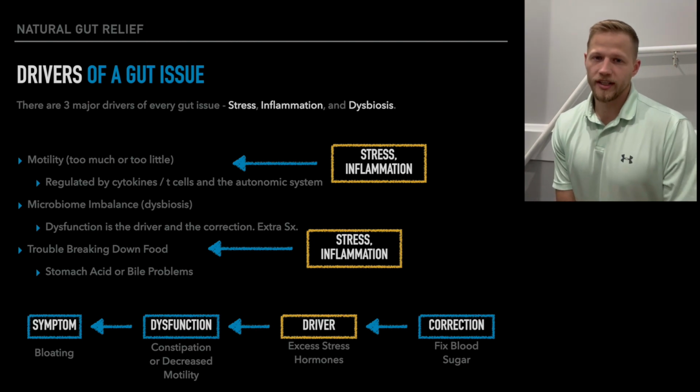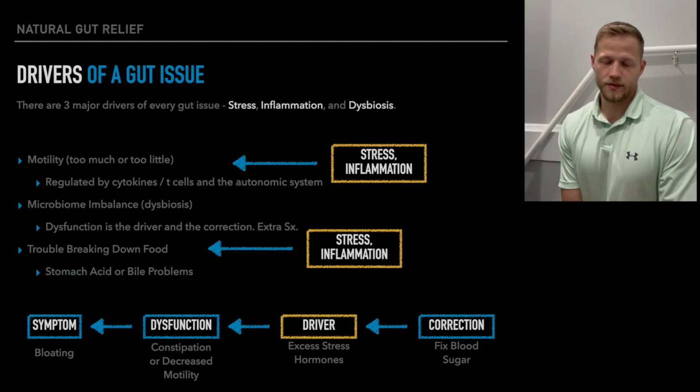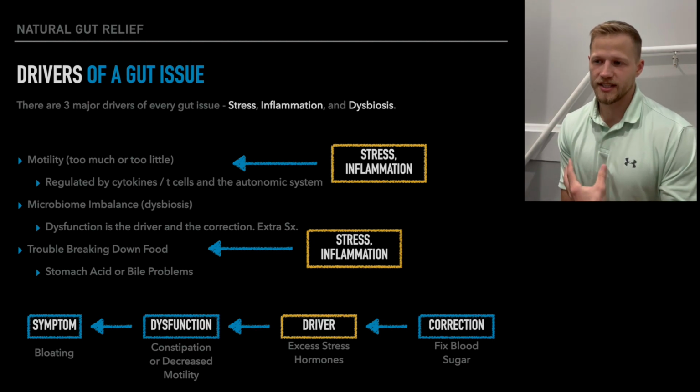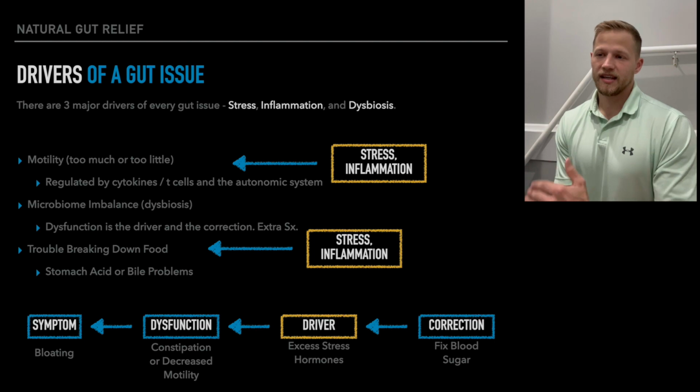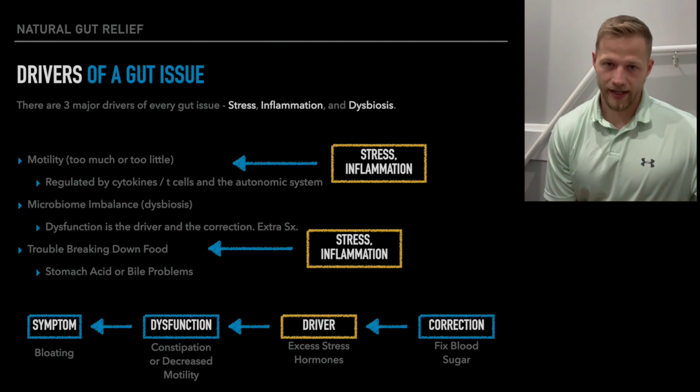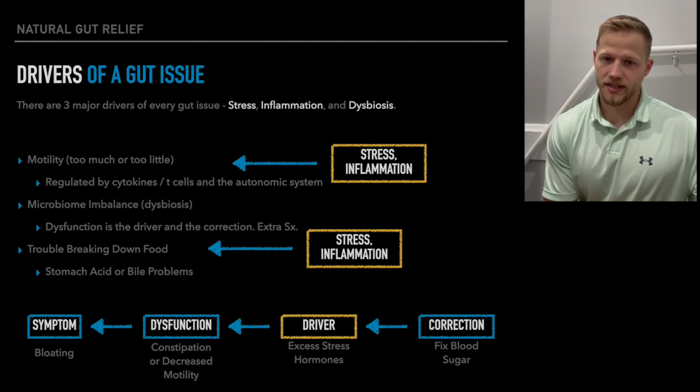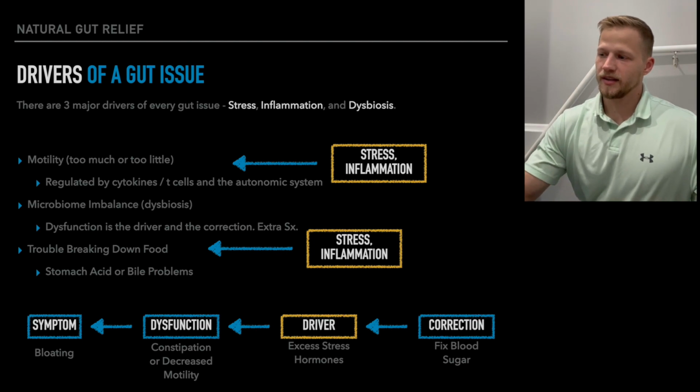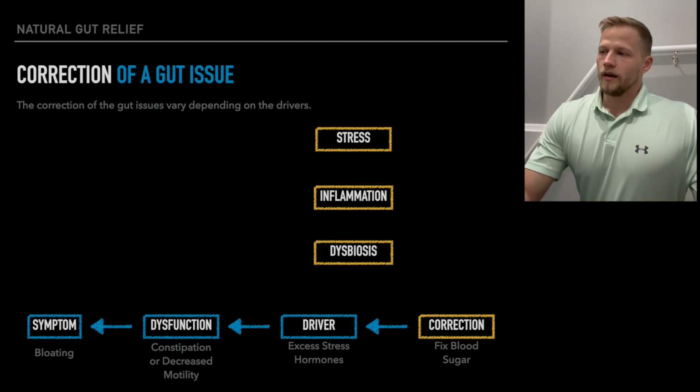If you have mold on the wall, you need to clean the mold off the walls. Use some sort of antimicrobial. Malia will talk about each one of these three, stress, inflammation, and dysbiosis, in a little more detail in the correction section, which is coming up. All right, here are the three.